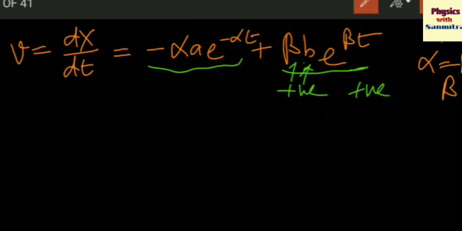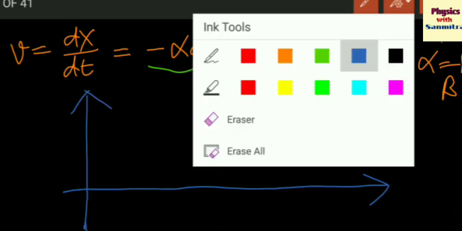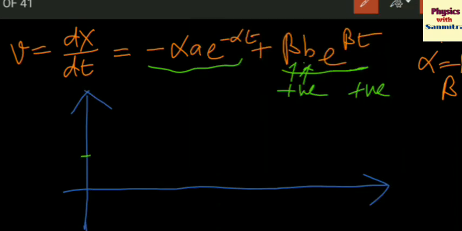This is a very good question at NEET level. See, what will be e to the power beta t? Say at t is equal to 0, this will be beta into b, and it will be increasing like this.